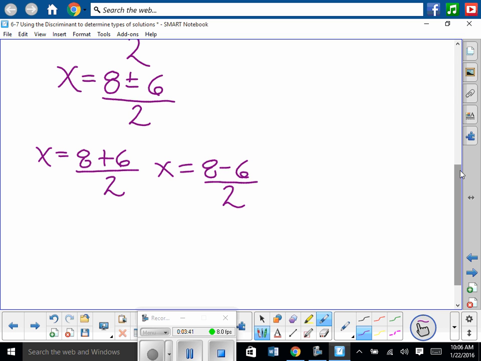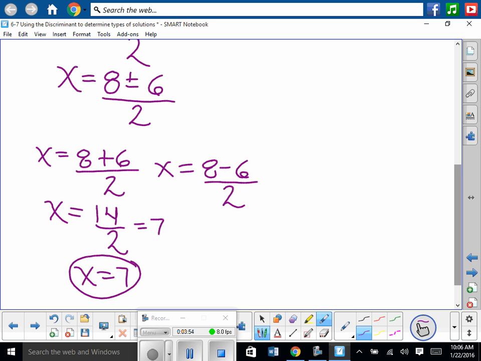Now do not just type that into your calculator and hit enter. You'll get it wrong. You have to actually add at the top. So we get 14 over 2. And now you can type it in, so we get x is equal to 7. There's one of our answers. And then 8 minus 6. So we have 2 over 2, so x is equal to 1.